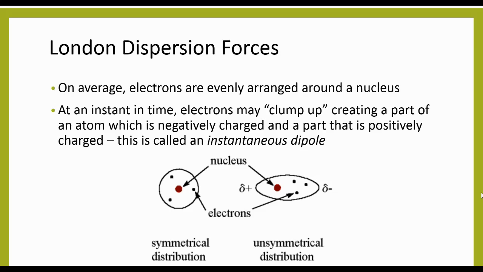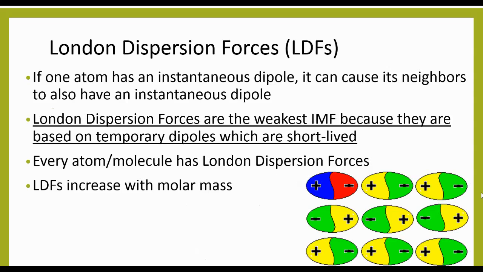So if we look at that picture down below, the left shows what we have on average. The right half of that picture shows what we have in a specific instant. So if we have the electrons all on one side, the nucleus on another, that gives us that instantaneous dipole, partial positive and a partial negative. Now, if one atom has an instantaneous dipole, it can actually influence its neighbors to also have instantaneous dipoles. And that's what you see in the picture down below.